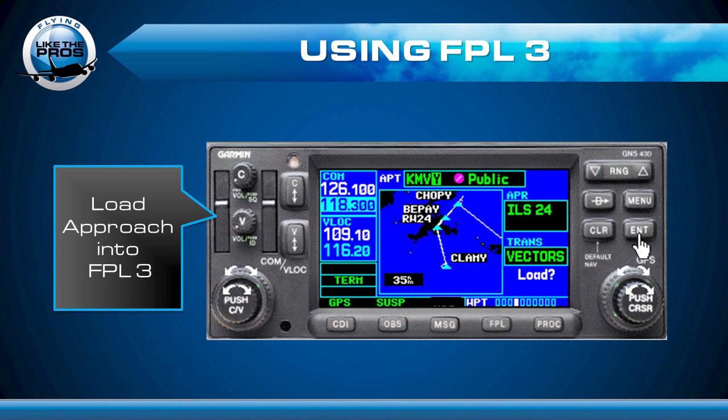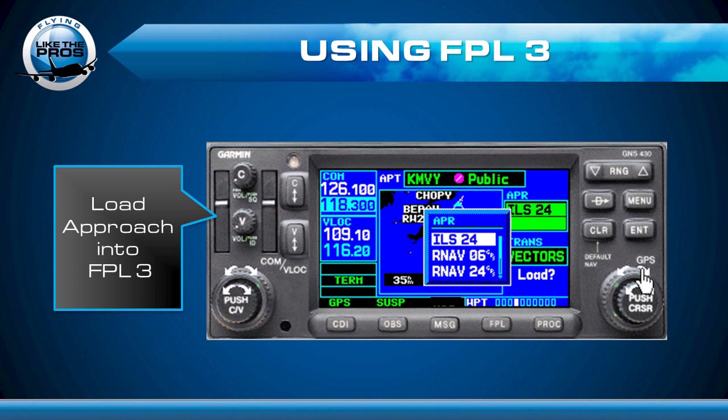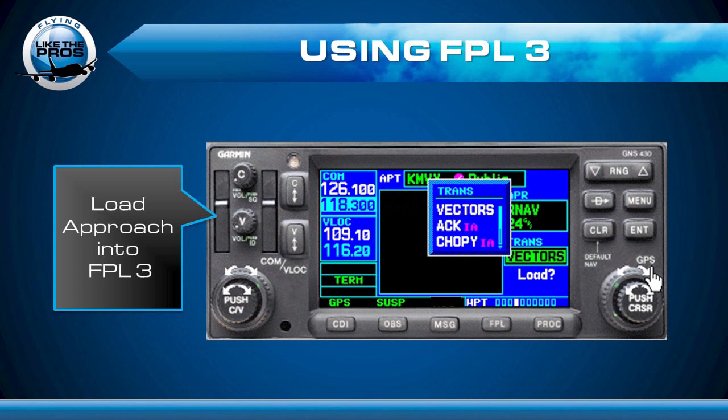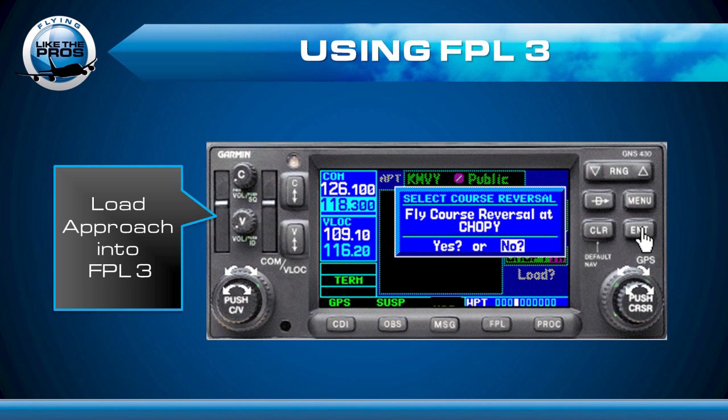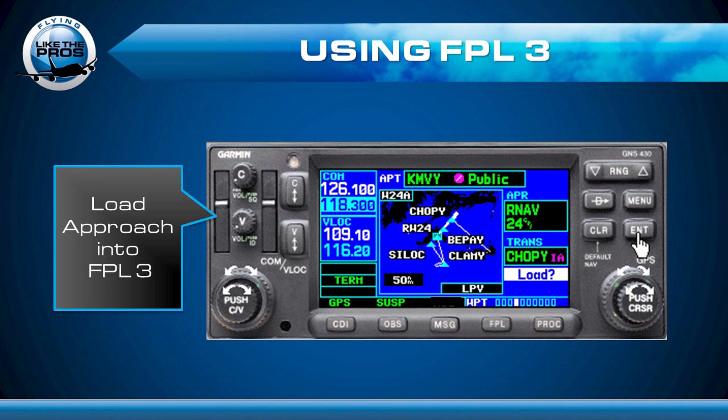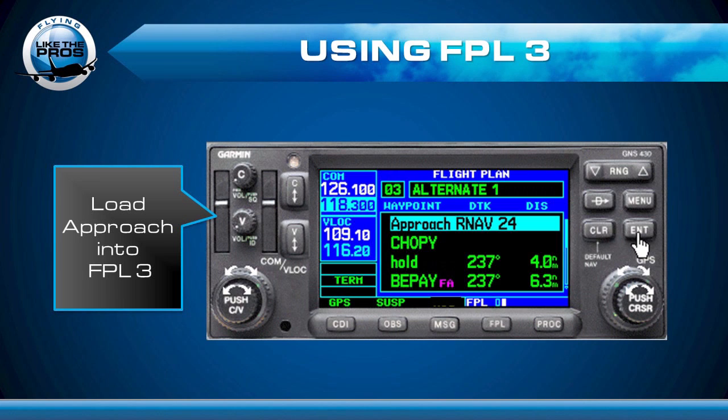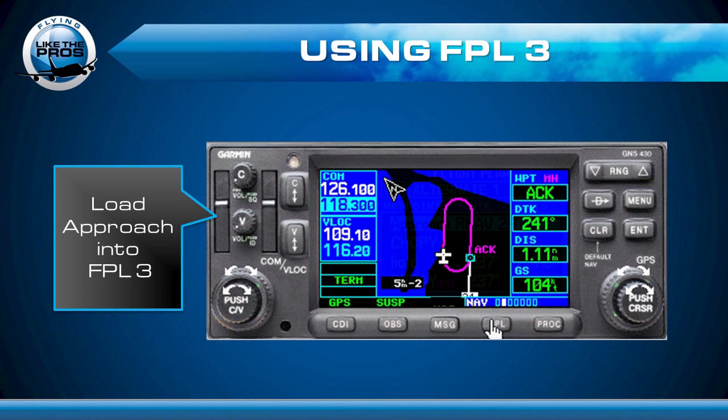Then we press enter, I scroll down, I'm going to choose the RNAV runway 24 approach, I'll scroll down and choose the CHOPY transition. The Garmin asks me, do I want to fly the course reversal? I'll tell it yes. And now, note it says load. Well, that's what we want. We want to load this into Flight Plan 3. And now that we have the alternate Martha's Vineyard loaded into Flight Plan 3, I can continue holding.